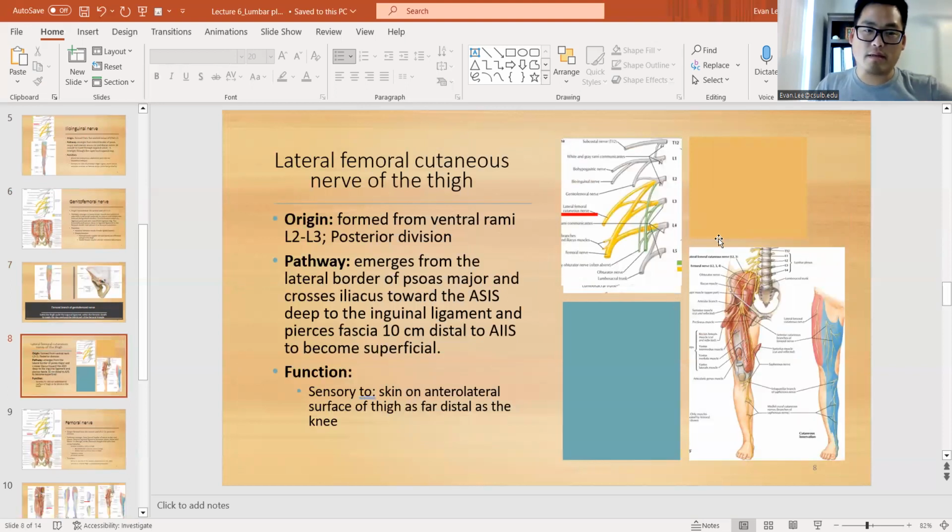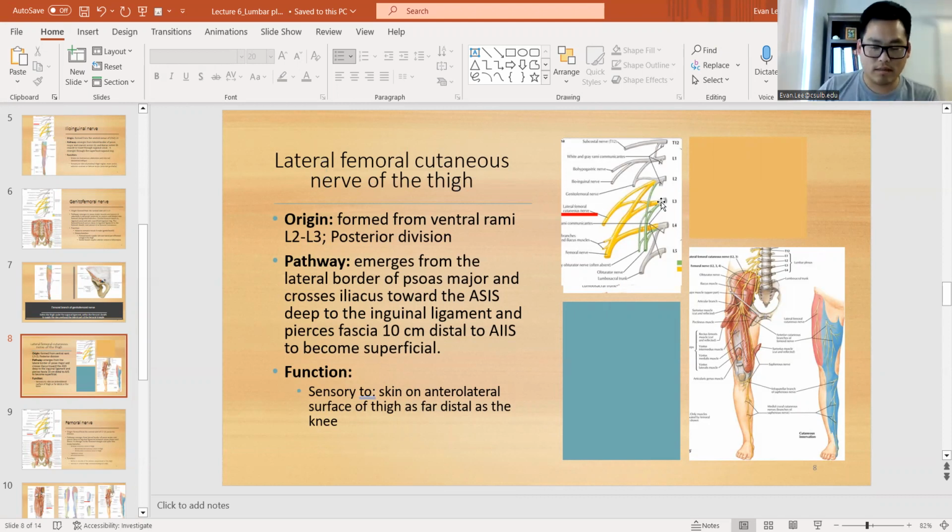Now, our next nerve is called the lateral femoral cutaneous nerve. So let's think about that for a sec. What does that name tell you? Cutaneous indicates that it carries sensory information from the skin, and lateral femoral means that it's on the lateral side of the thigh. It's one step down from the genitofemoral, which was L1 and L2. The lateral femoral cutaneous nerve is L2 and L3, and you can see it right here.